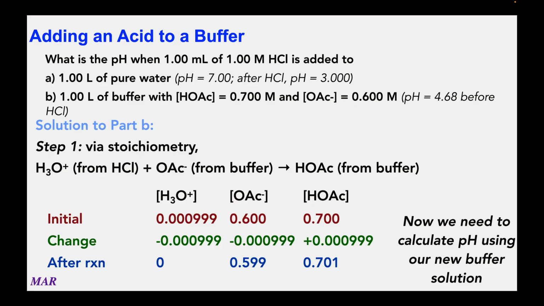But as much as the base goes down, the weak acid is going to go up, because this is how buffers work. The strong acids wipe out some of the base, but in the process, the conjugate acid comes up. So you can see there what's happening. The acetic acid is going to jump then to 0.701. So these are our new concentrations after the HCl has been neutralized, and from this point now, we have to figure out what the new pH is.